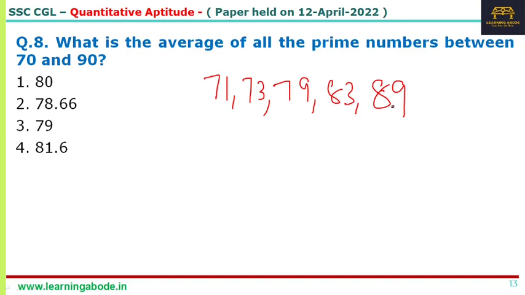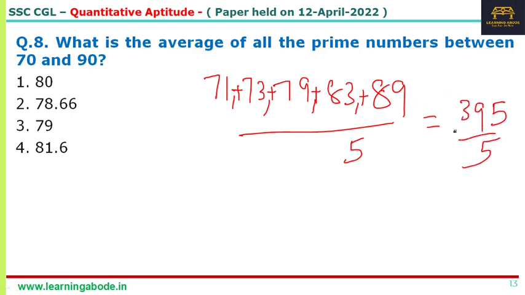There are multiple ways of doing this. One is, of course, you can sum them up and divide by 5. If you sum up all of these, you will get 395, and 395 by 5 will be 79. Answer option 3, 79 is the answer.